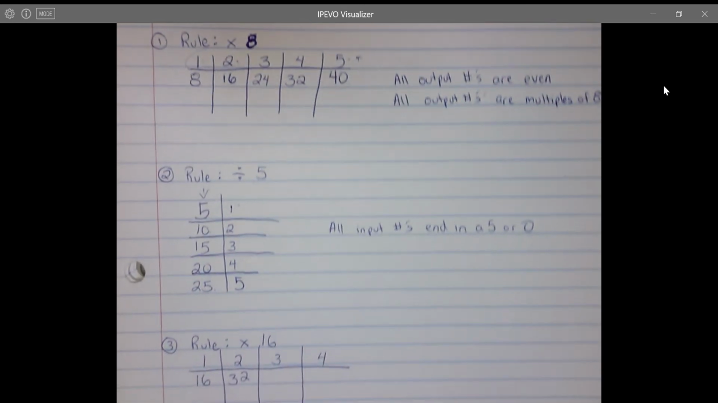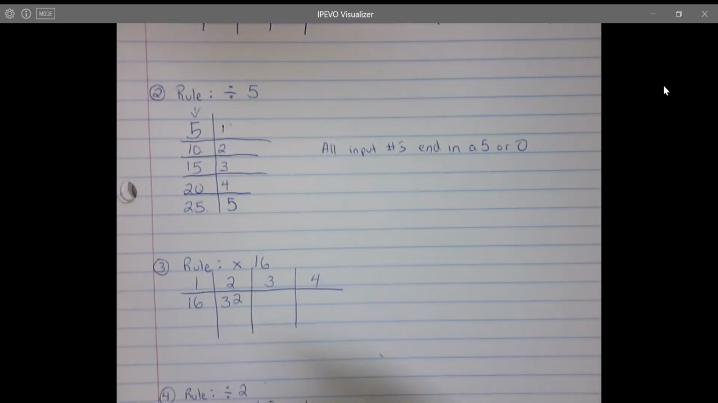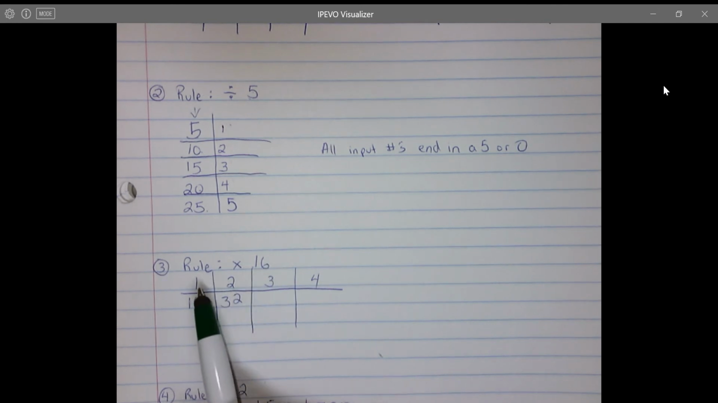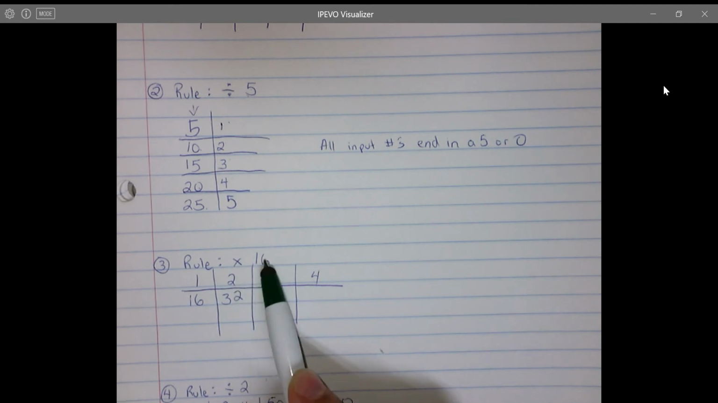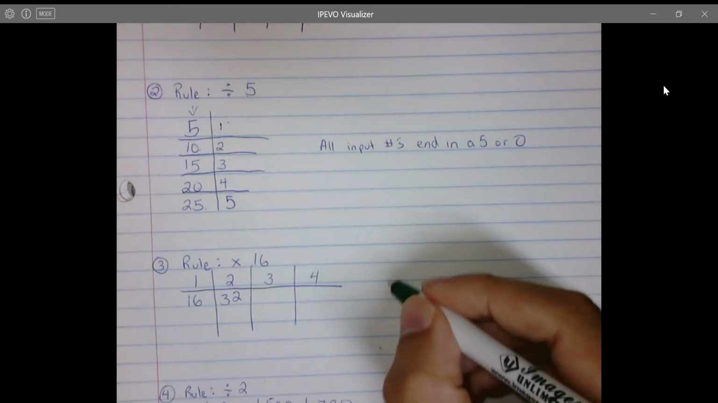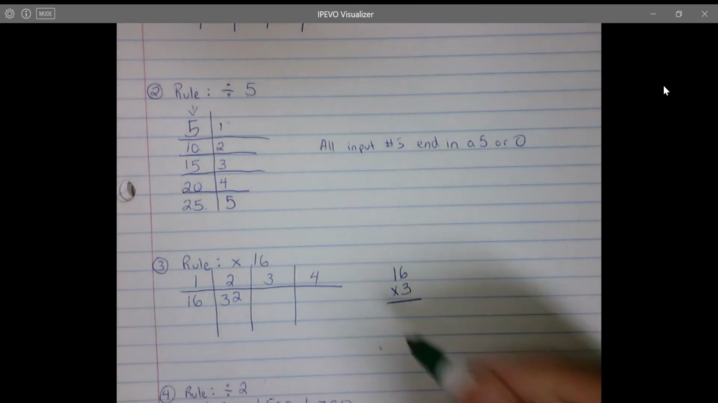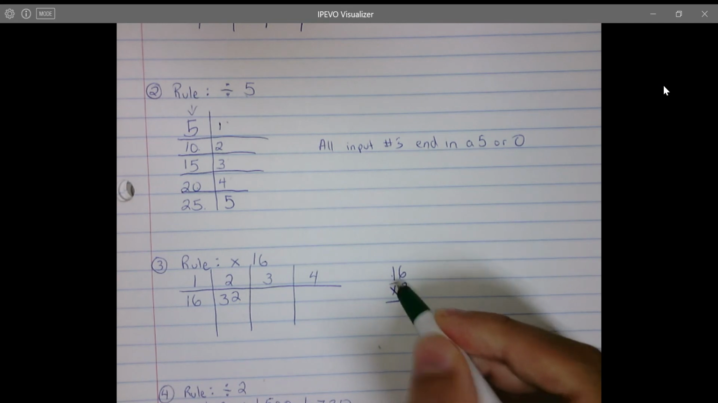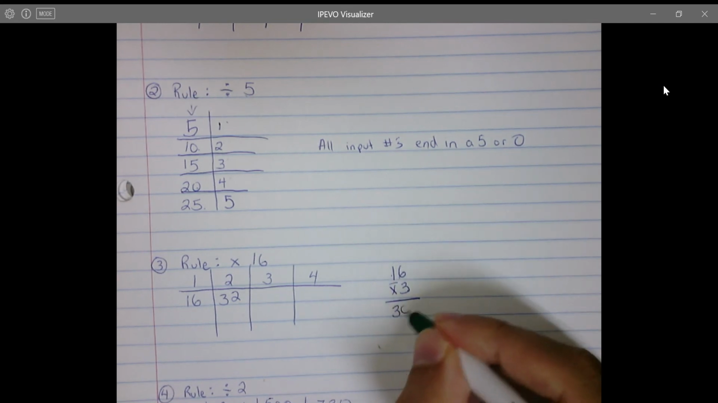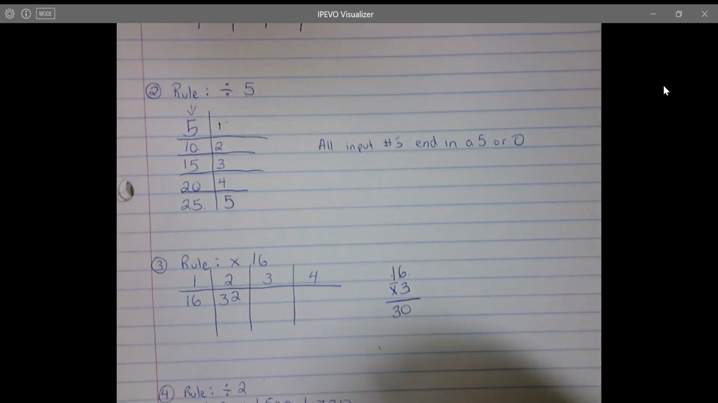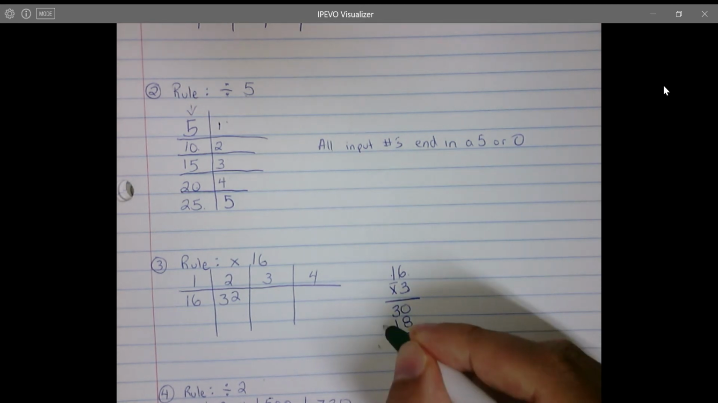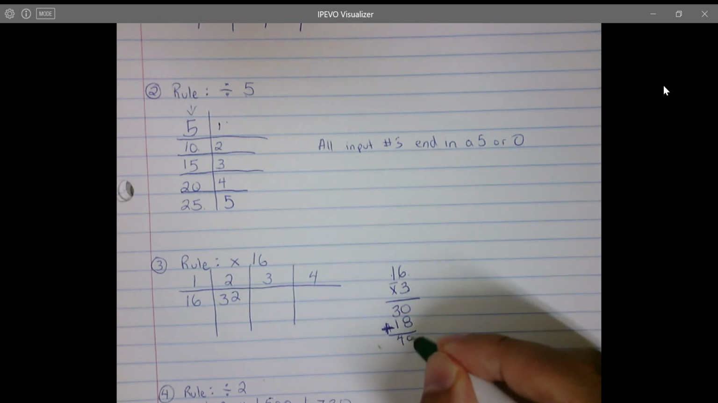All right, number 3. I have the rule multiply by 16. So 1 multiplied by 16, 16. 2 multiplied by 16, 32. This one here, 3 multiplied by 16. Well, I could do 16 multiplied by 3. I could do partial products. 3 multiplied by 10, because that one's really 10, would be 30. 3 multiplied by 6 is 18. And then when I add those together, I would get 48.